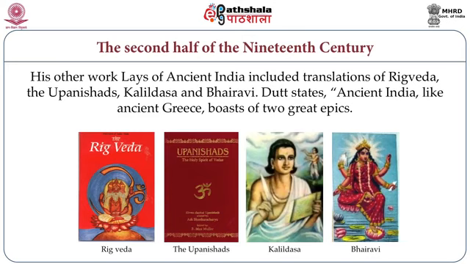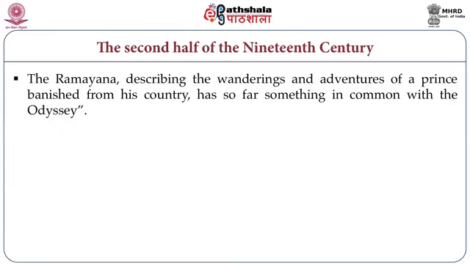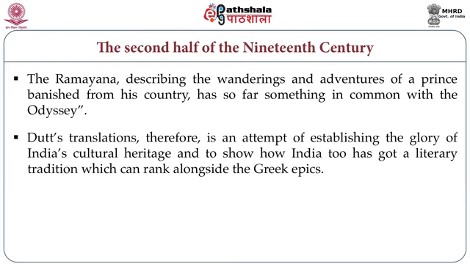Dutt states, ancient India, like ancient Greece, boasts of 2 great epics. The Mahabharata, based on the legends and tradition of a great historical war, is the Iliad of India. The Ramayana, describing the wanderings and adventures of a prince banished from his country, has so far something in common with the Odyssey. Dutt's translation, therefore, is an attempt at establishing the glory of India's cultural heritage and to show how India too has a literary tradition which can rank alongside the Greek epics.